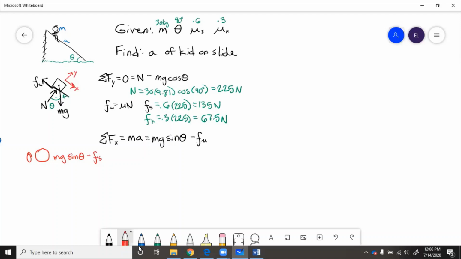So this will be 189 minus 135, 54, which is greater than 0. So the kid slides. So next we'll do dynamic.